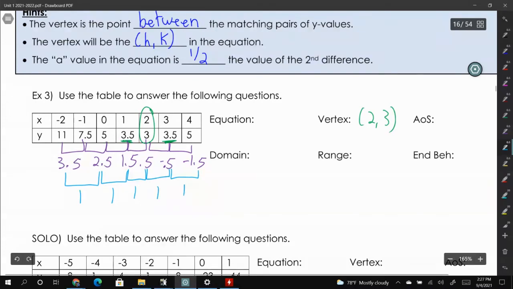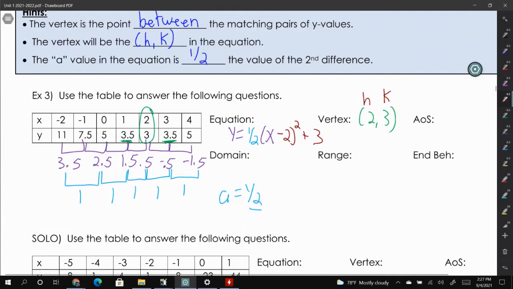And so on. So our second difference is 1, which means our a value is half of that, or 1/2. Well, now we can write our equation, because we have our a value, 1/2. We have our h and k from our vertex over here. We say x minus 2 squared plus 3. Now that we have our equation in vertex form, we can now fill out the rest of the information.